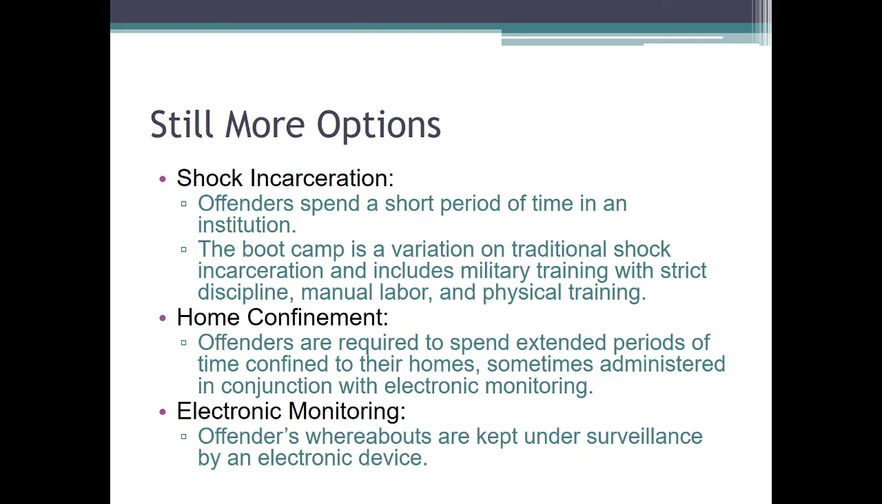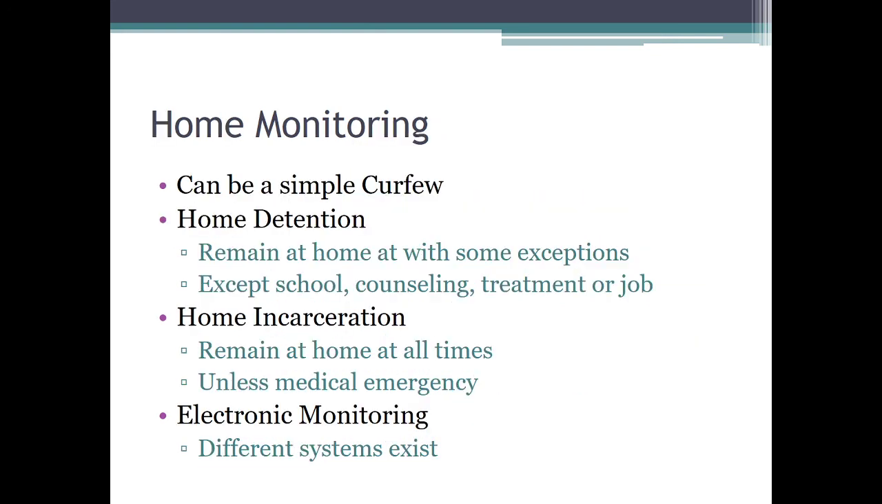We have home confinement. This is requiring offenders to spend extended periods of time in their homes, often with electronic monitoring, which brings the next one, where we're watching people. And this is the famous, you know, anklets or bracelets. Home monitoring can be a simple curfew. We can simply tell you you have to stay home.